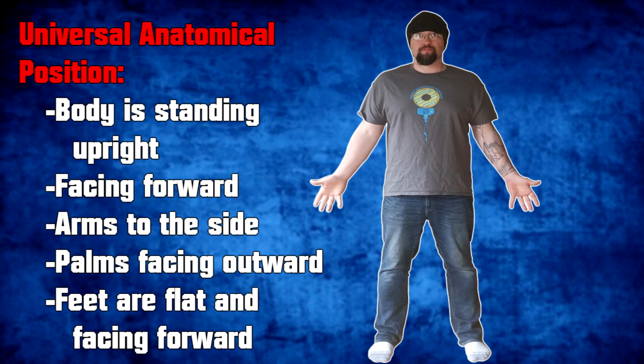The universal anatomical position is where the body is standing upright, facing forward, with the arms at the side with palm facing outward, and the feet are flat on the floor, also facing forward.